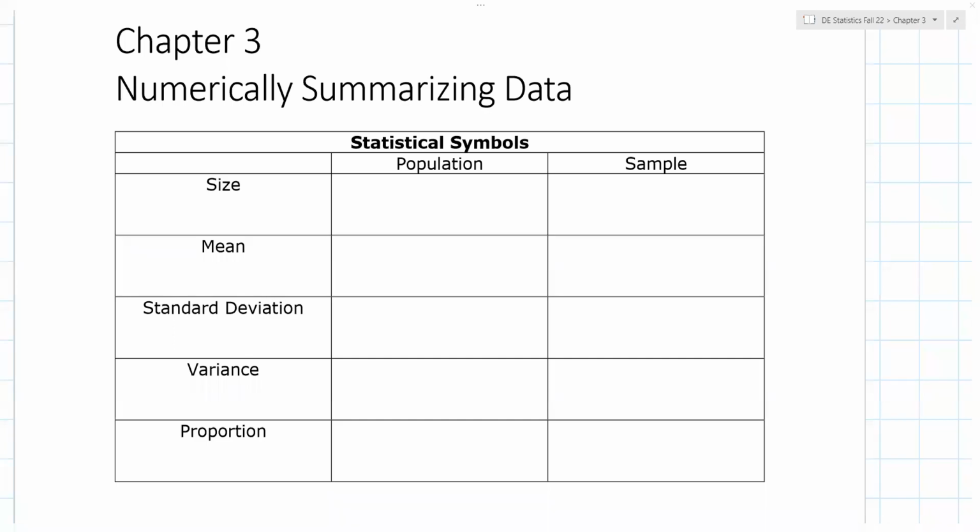All right, let's start chapter three. Chapter three is called Numerically Summarizing Data. As the name implies, we're going to be summarizing data through numbers, hence numerically summarizing, which means we're going to be focusing on quantitative data. We can't numerically summarize a category like someone's favorite pet, hair color, type of car, those types of things.